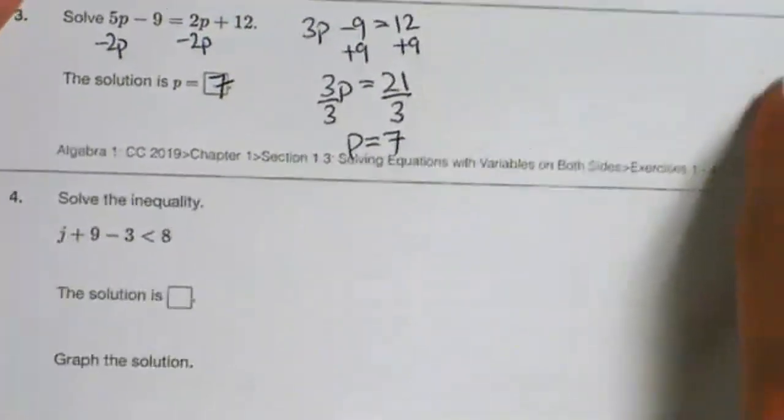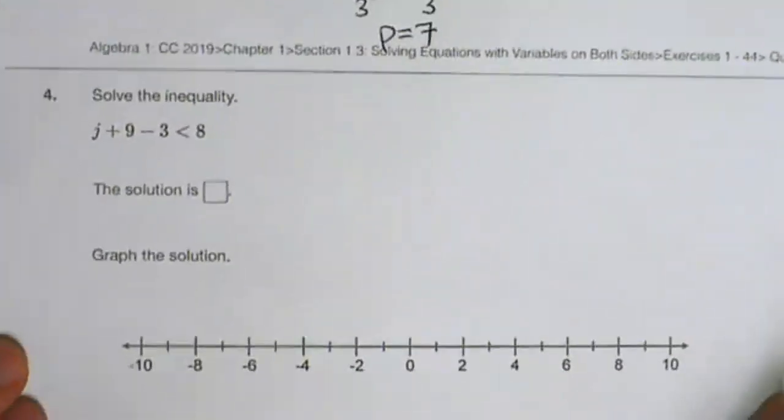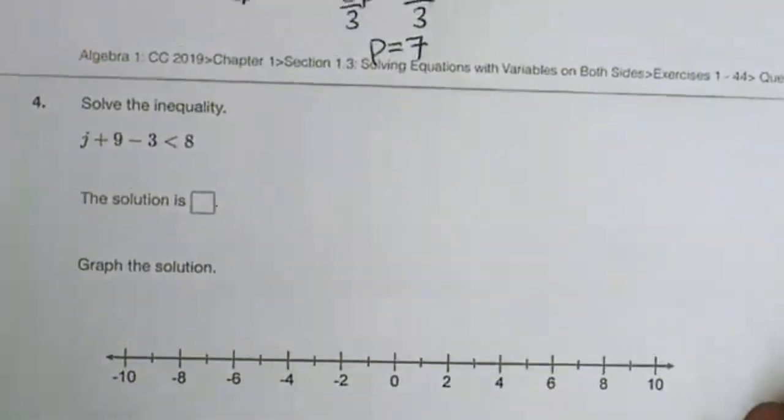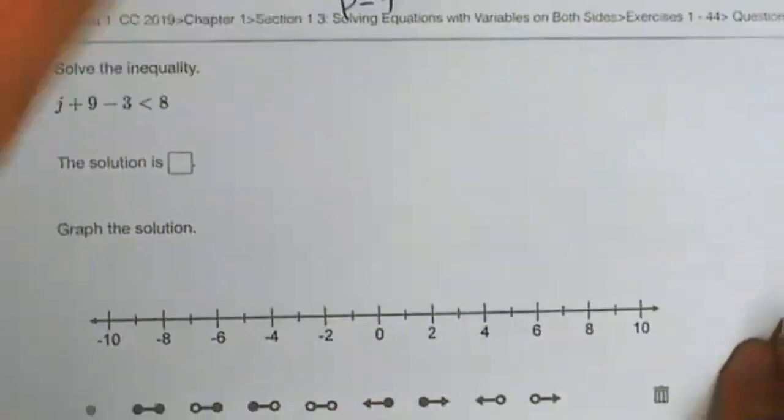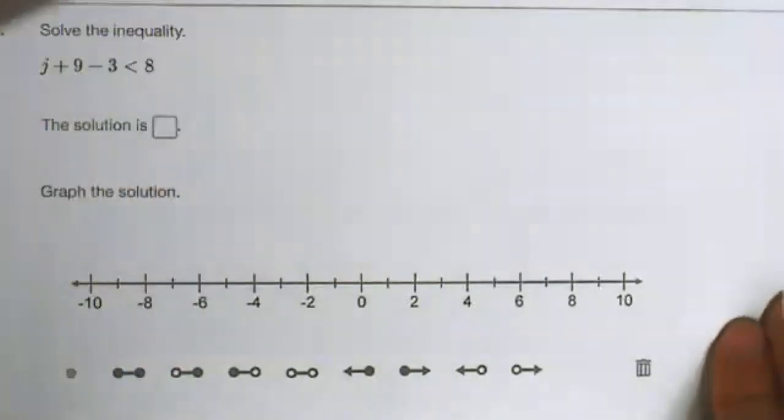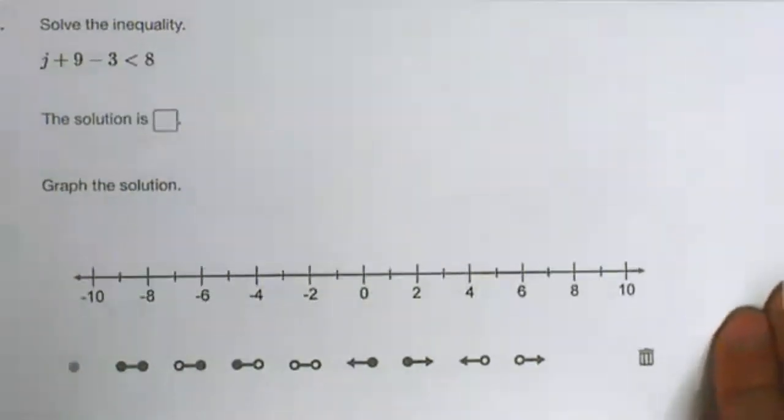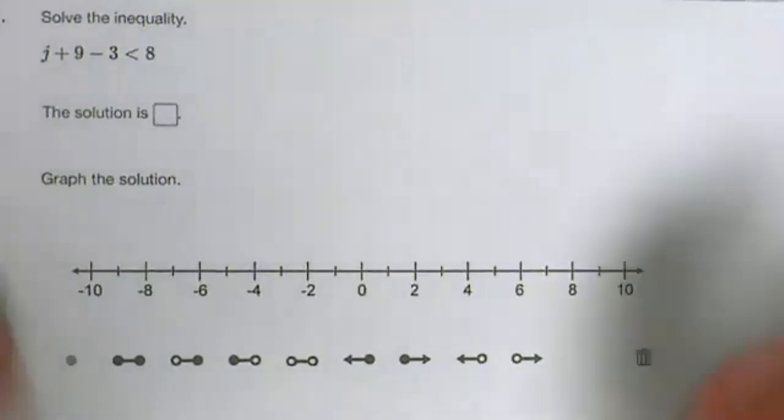So we need to solve an inequality and then graph our solution on the provided number line. We have a lot that we need to be able to see on this problem, so give me a moment while I adjust my desk to get all of this in one shot. There we go. So this is question 4.